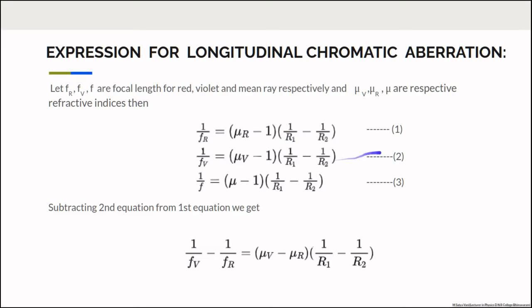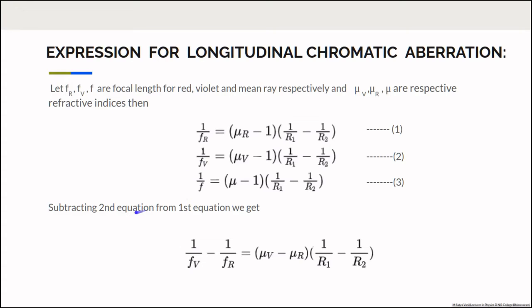This is the equation for violet rays. This is the equation for the mean ray. For red and violet, the mean ray is yellow. These are the three equations for red, violet and yellow rays. Then we have to calculate FR minus FV.